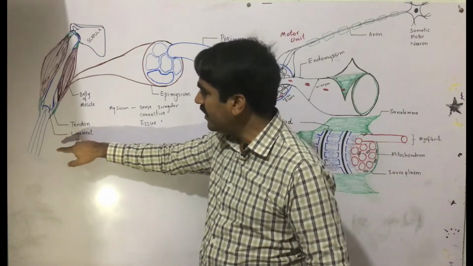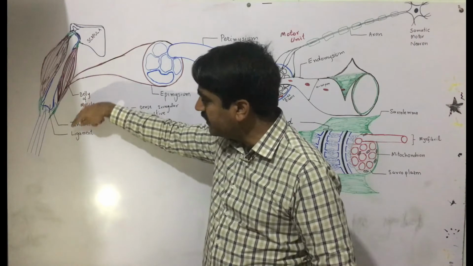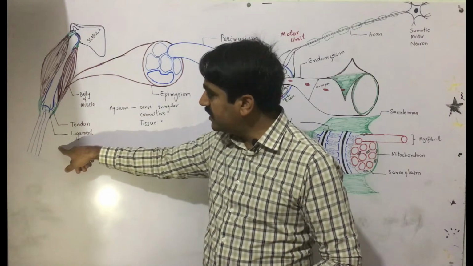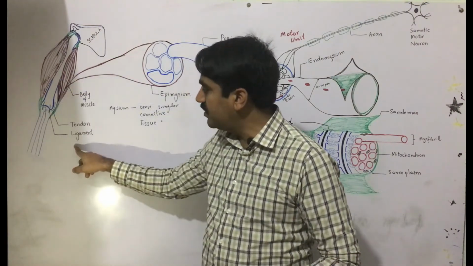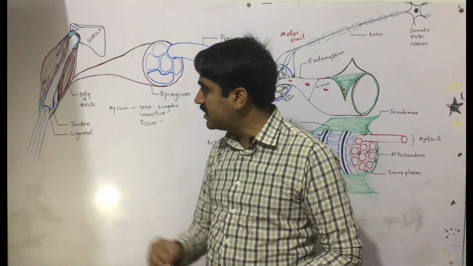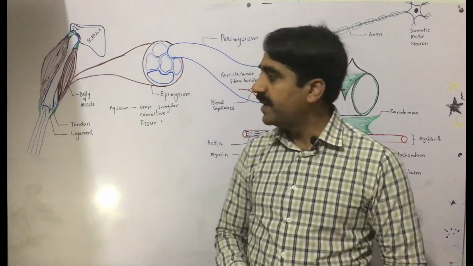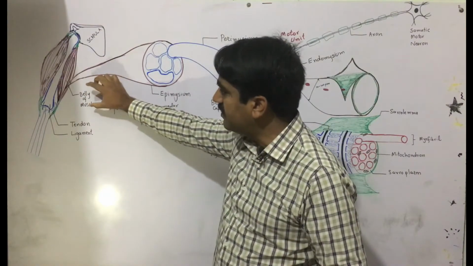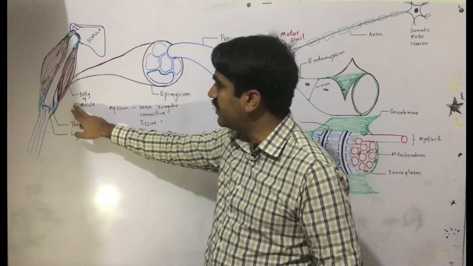Now there is another tissue also present over here along with the tendon. It is the ligament. Ligament is not associated with muscles. It just connects the bones with the bones. So bone to bone connection is the ligament, and muscle to bone connection is through a connective tissue called tendon. Now you can see I have another label over here, the belly of the muscle. The belly of the muscle is the swollen portion.